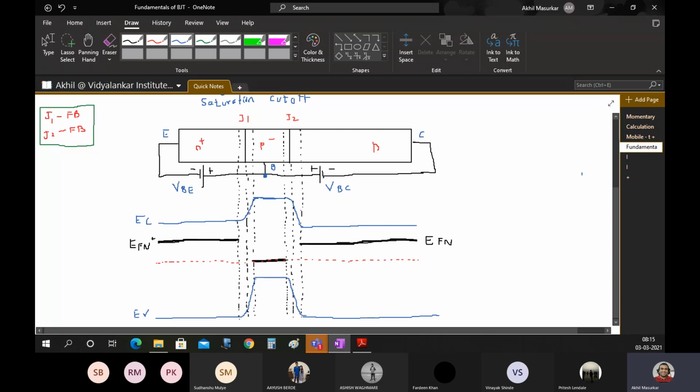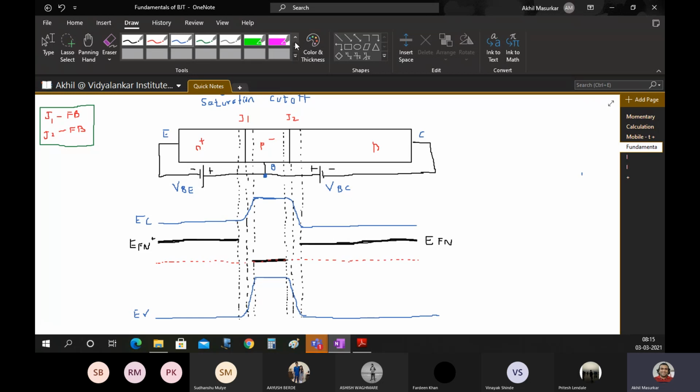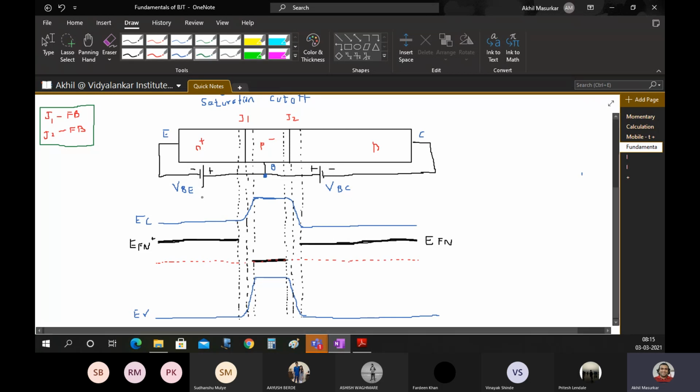And this is going to be my energy band diagram. So here what did we actually do? This shift in the Fermi level is because of VBE. So I'll write this as Q times VBE because we are showing it on the energy band diagram, and on this side the shift is because of Q times VBC.